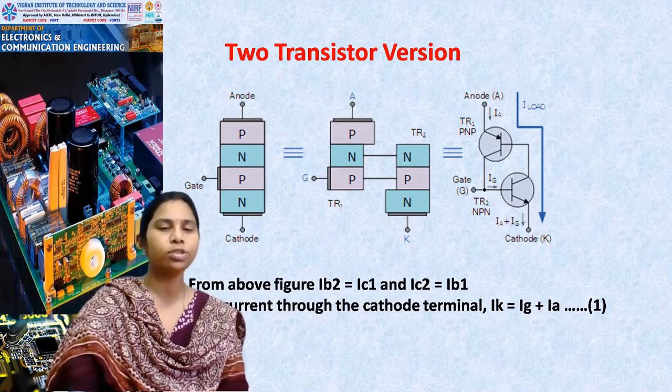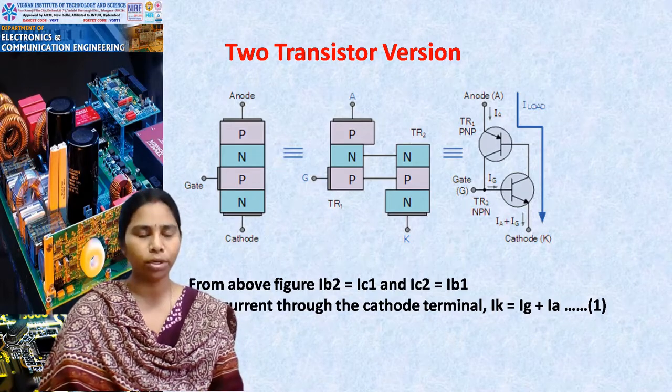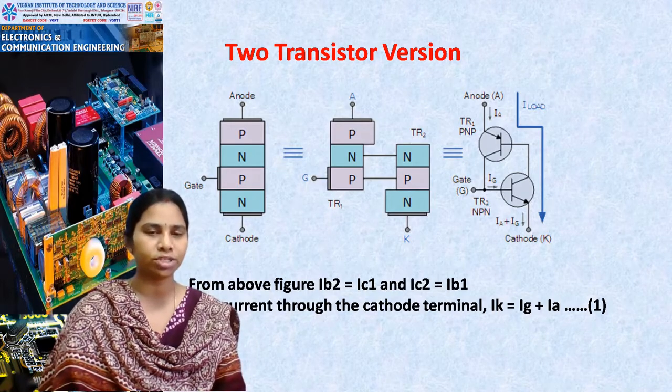Okay, so this is about SCR, a special purpose diode. In the next lecture, we will discuss UJT, which is the unijunction transistor.